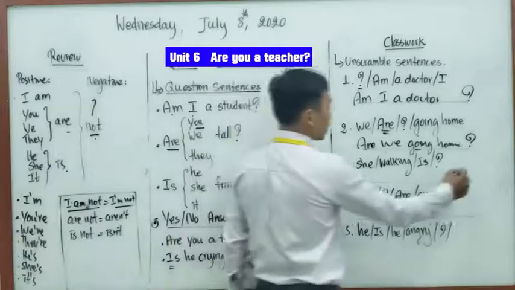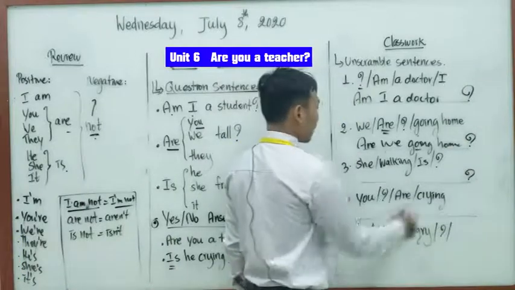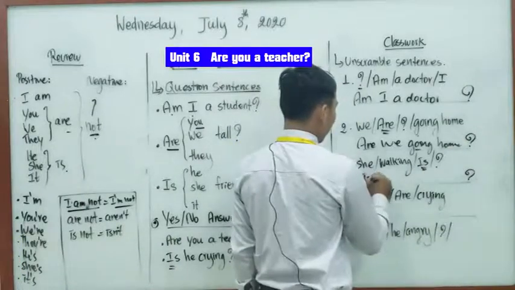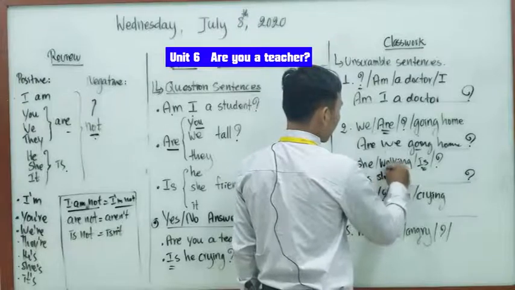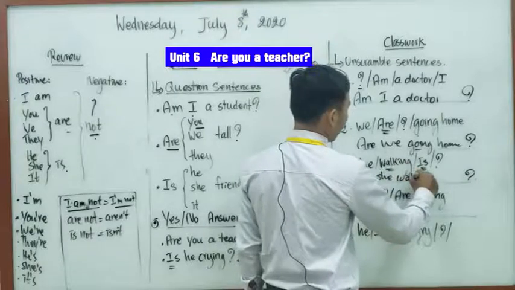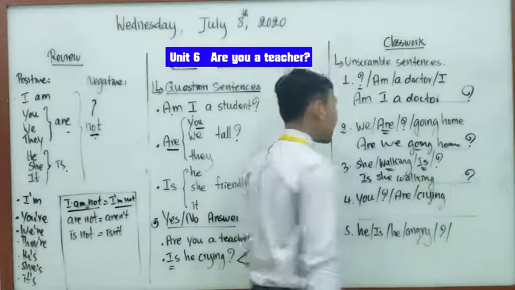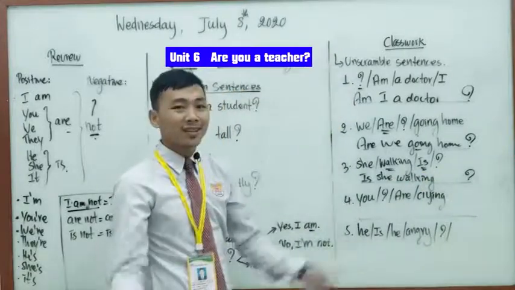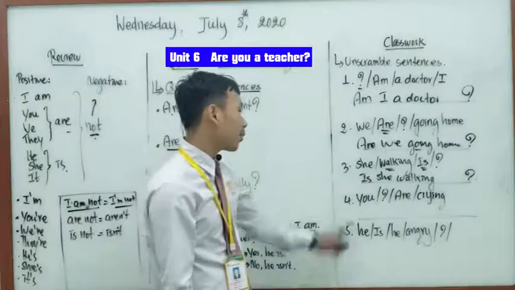Okay, question mark, you need to put it at the end. And then verb be here, you must put it at the front. And then subject, and this one is verb ing. Is he walking? Okay? Easy, right? Yes. What about number 4?